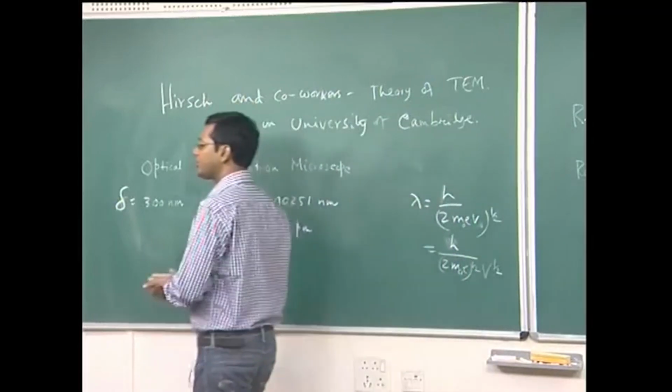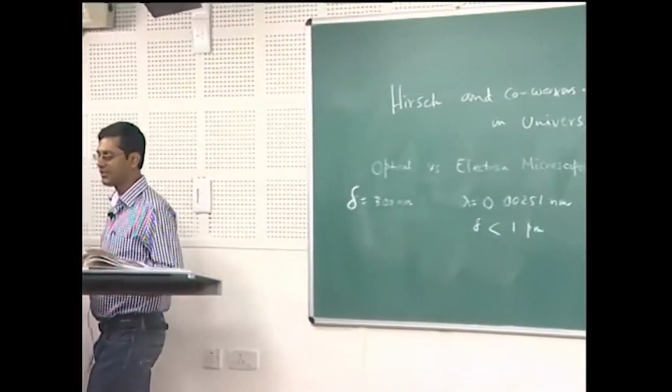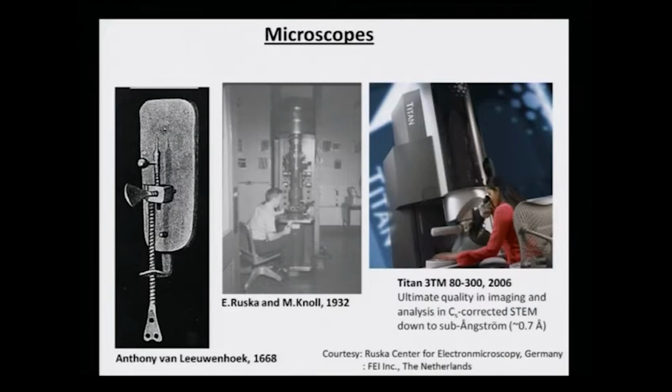Let me just show you a few of these features. This particular slide shows you how the microscope has developed from 1668 by Leeuwenhoek to 2006 by FEI, a company which has manufactured the best possible resolution in a transmission electron microscope. Obviously, Ruska and Knoll's contribution is extremely huge as far as the first microscope is concerned.